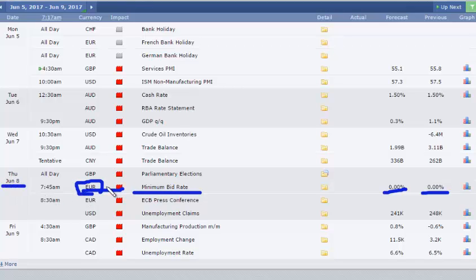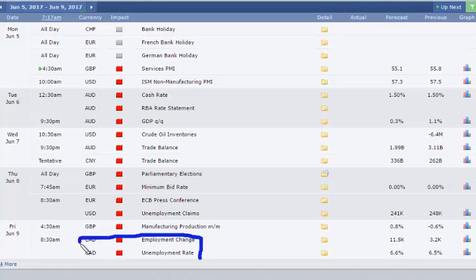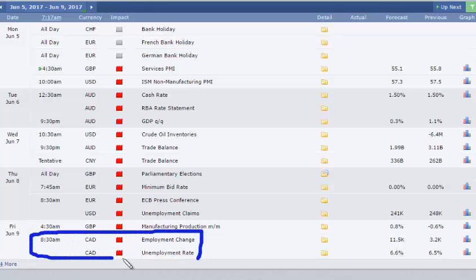Okay. All right, on Friday we also have employment change and unemployment rate coming for the Canadian dollar. This is a powerful news announcement. Usually it is released together with the non-farm payroll, but that was not released on Friday last week, so it has been shifted to this week, Friday. So we will be trading this again just like the non-farm payroll on Friday this week. So this is one event that we will be trading for this week.